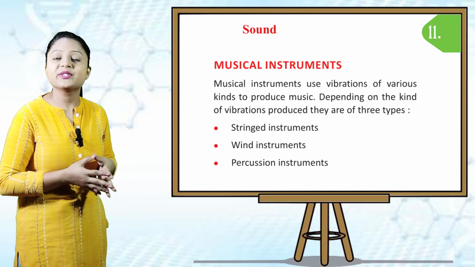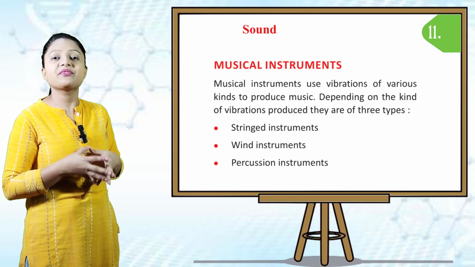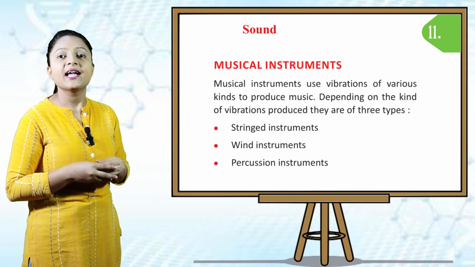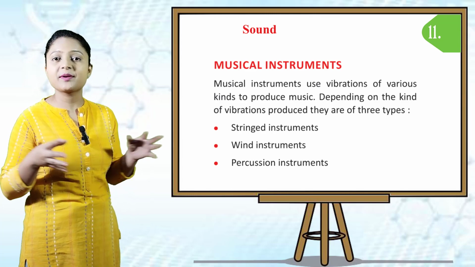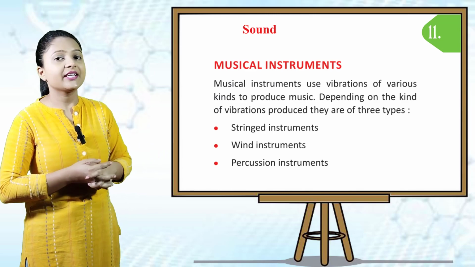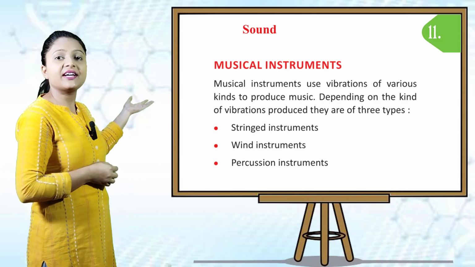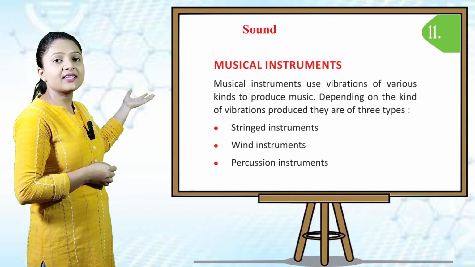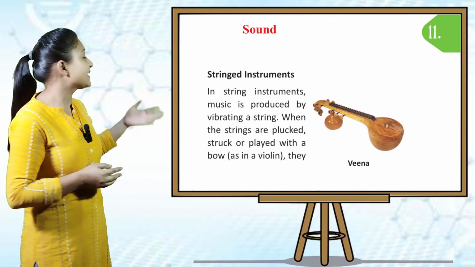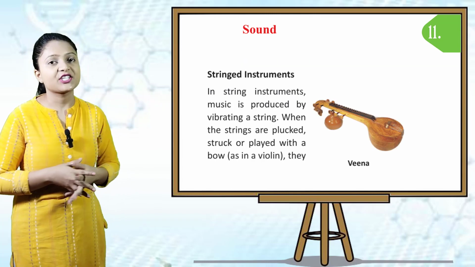Musical instruments. Musical instruments use vibrations of various kinds to produce music. Depending on the kind of vibrations produced, they are of three types: stringed instruments, wind instruments, percussion instruments. Stringed instruments. Let's start first with stringed instruments.